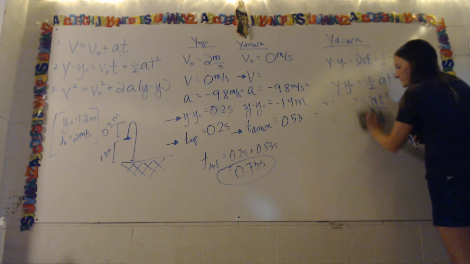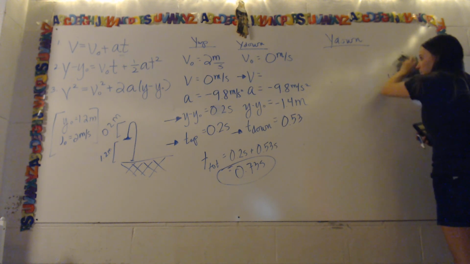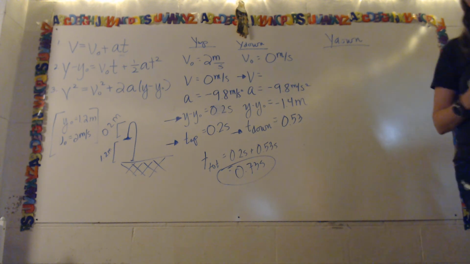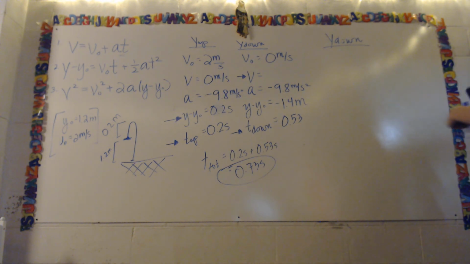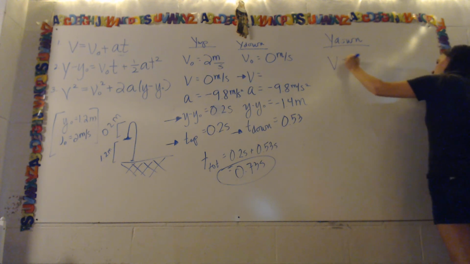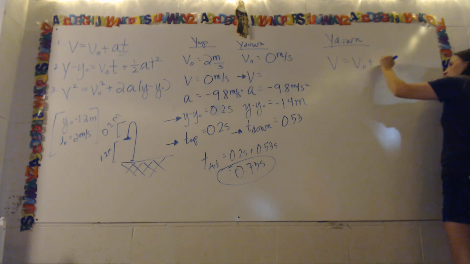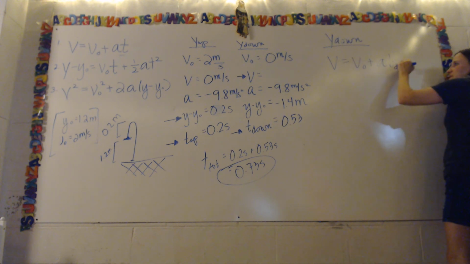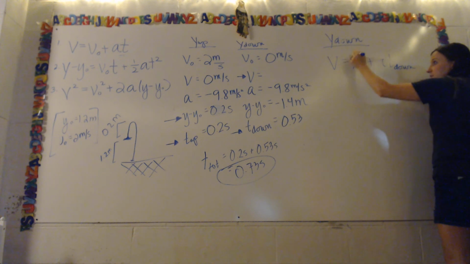I know everything else. So to find final velocity, if I look at my list of equations, the first equation is the shortest. It's just going to be plug and chug. So I'm going to use that. I'm going to say v is equal to v naught plus a times t. Now I am just looking at the y down here. So I'm going to use my time down. I'm going to use my v naught for down, which is 0.